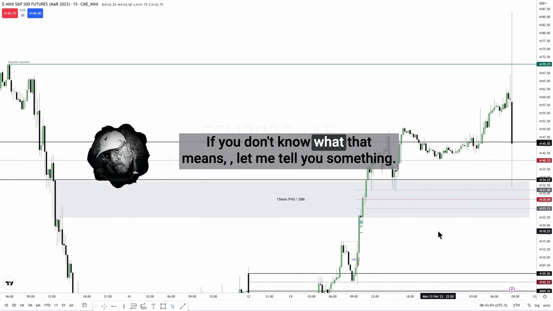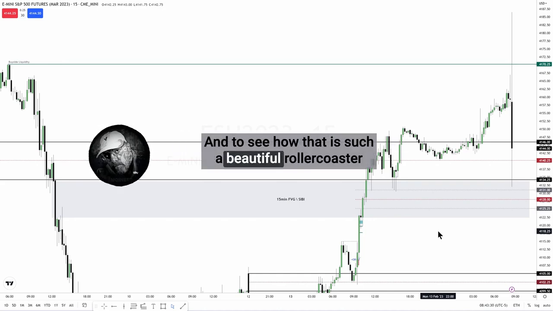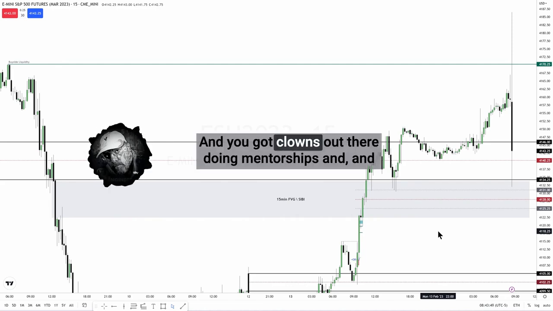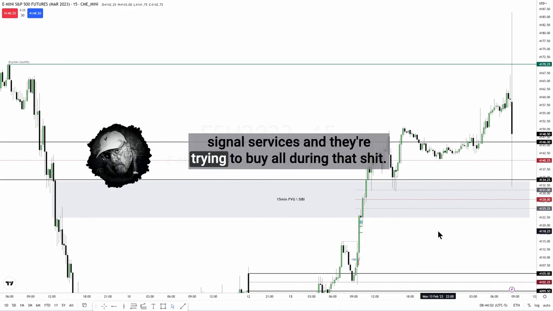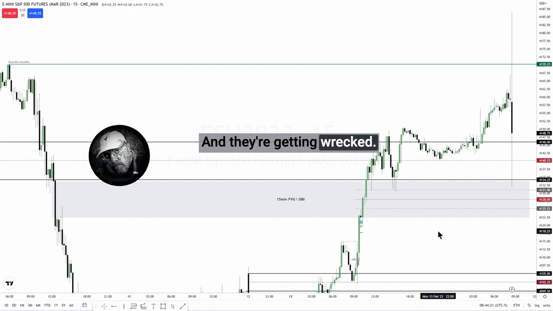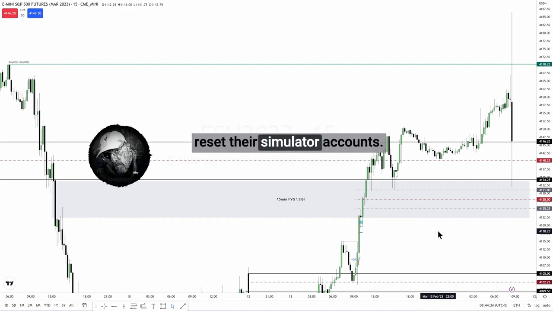If you don't know what that means, go back to your charts. As many years as you want, and just see how that is such a beautiful roller coaster into profitability every year. And you've got clowns out there doing mentorships and signal services, and they're trying to buy all during that. And they're getting wrecked. They're getting destroyed, blowing out, and having to reset their simulator accounts.